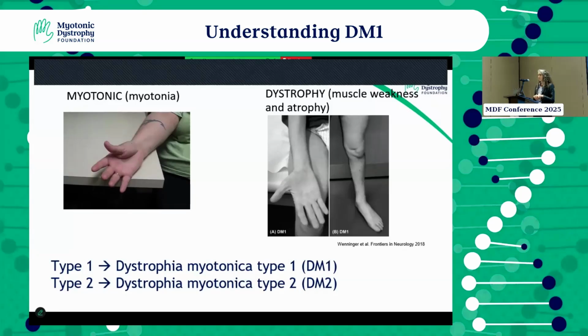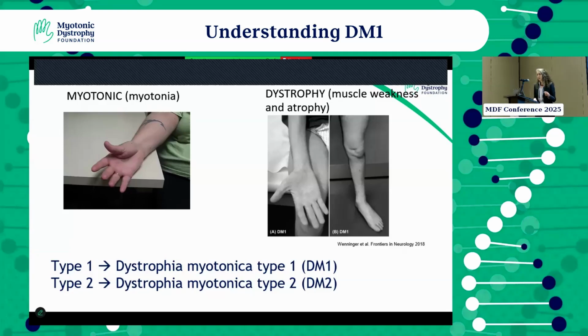Dystrophy, this refers to muscle weakness, and atrophy, which is loss of muscle or shrinking a muscle. So in this photo here, if you look at the arm, you can see there's some muscle loss in the arm, and looking down at the leg, there's muscle loss down in the lower part of the leg.